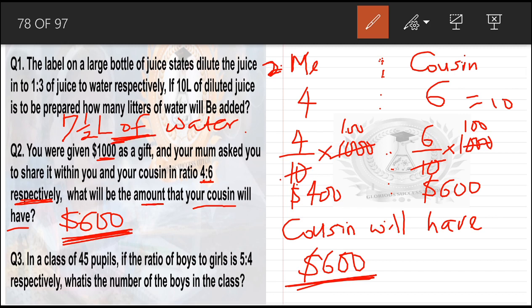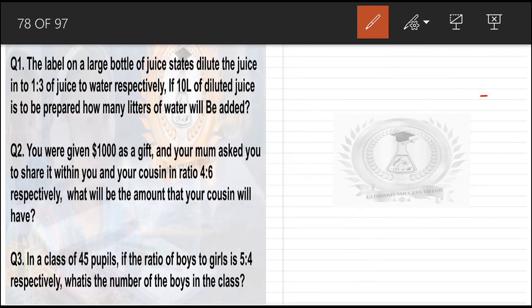And this was our previous answer. Is it difficult? No. But if you ask how much will you have, that's $400 according to this ratio, 4 to 6. See, ratio is not a difficult topic. Brilliant.